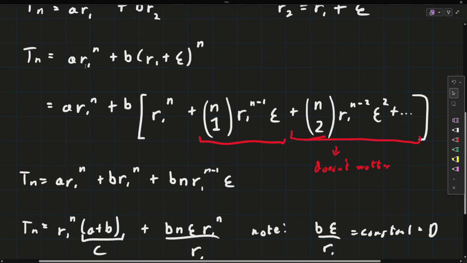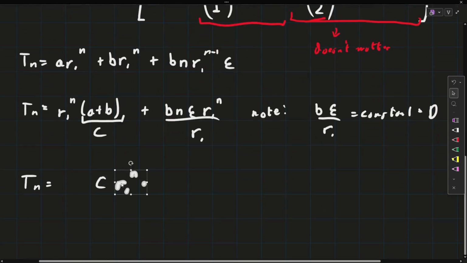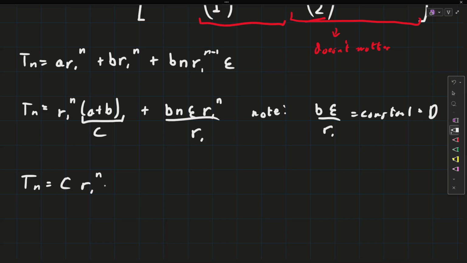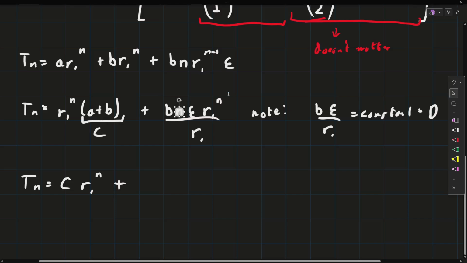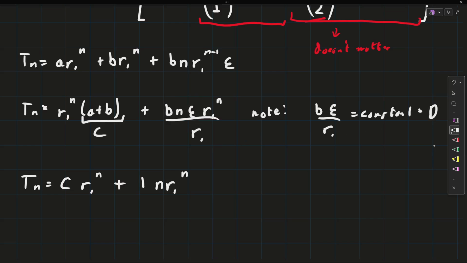Up here, I wrote it as a r1 to the power of n, so I'll actually do it the same. So I'll say c r1 to the power of n, right? And then we're going to have plus n r1 to the power of n. And then the rest of the stuff, the b epsilon and this r1 on the bottom, that's just going to be some constant number, which we call d.